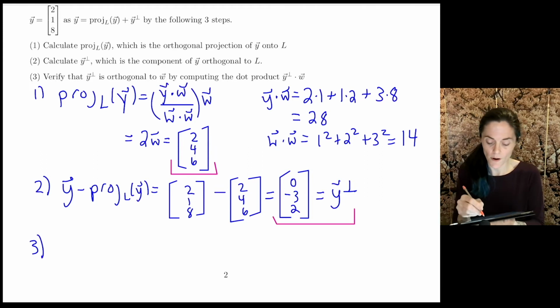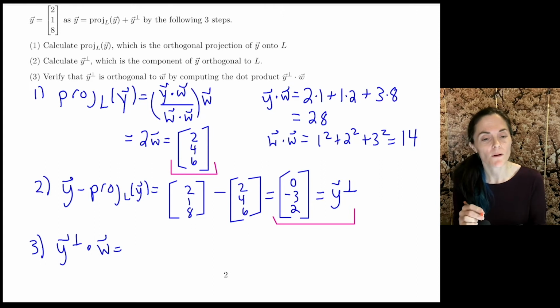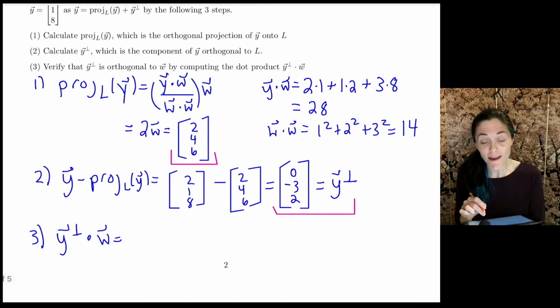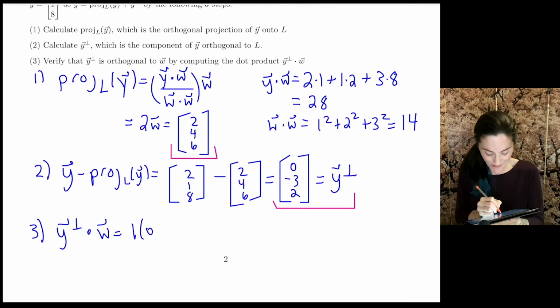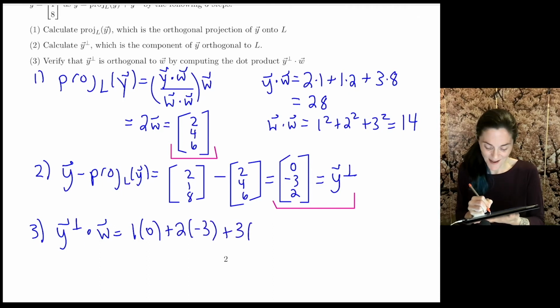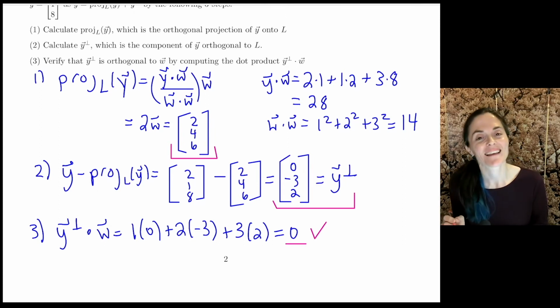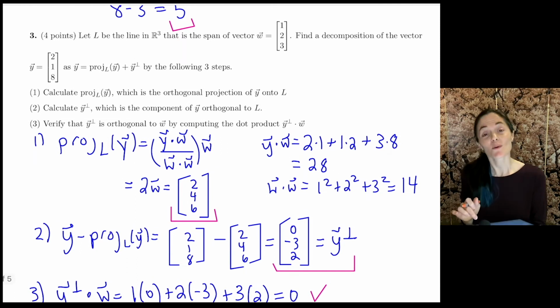Now, third part, if you take this component dotted with W, what do we get? Well, W was the vector 1, 2, 3. Okay, it's right here, you can see it. So I'm dotting 1, 2, 3 with the vector 0, -3, 2. I get 1 times 0 plus 2 times -3 plus 3 times 2. You see, 6 and minus 6, I get 0, which is exactly what I wanted in this question. So this was number 3. Let's move on.